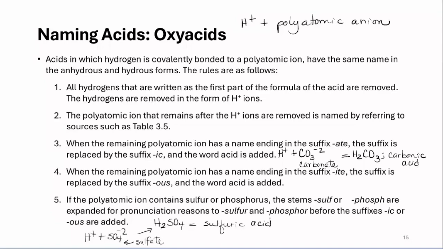Let's say that we have specifically the acid that comes from chlorite. So we have H plus combining with ClO2 minus 1. The chemical formula of this oxyacid is going to be HClO2. And the name of this oxyacid will be chlorous acid.